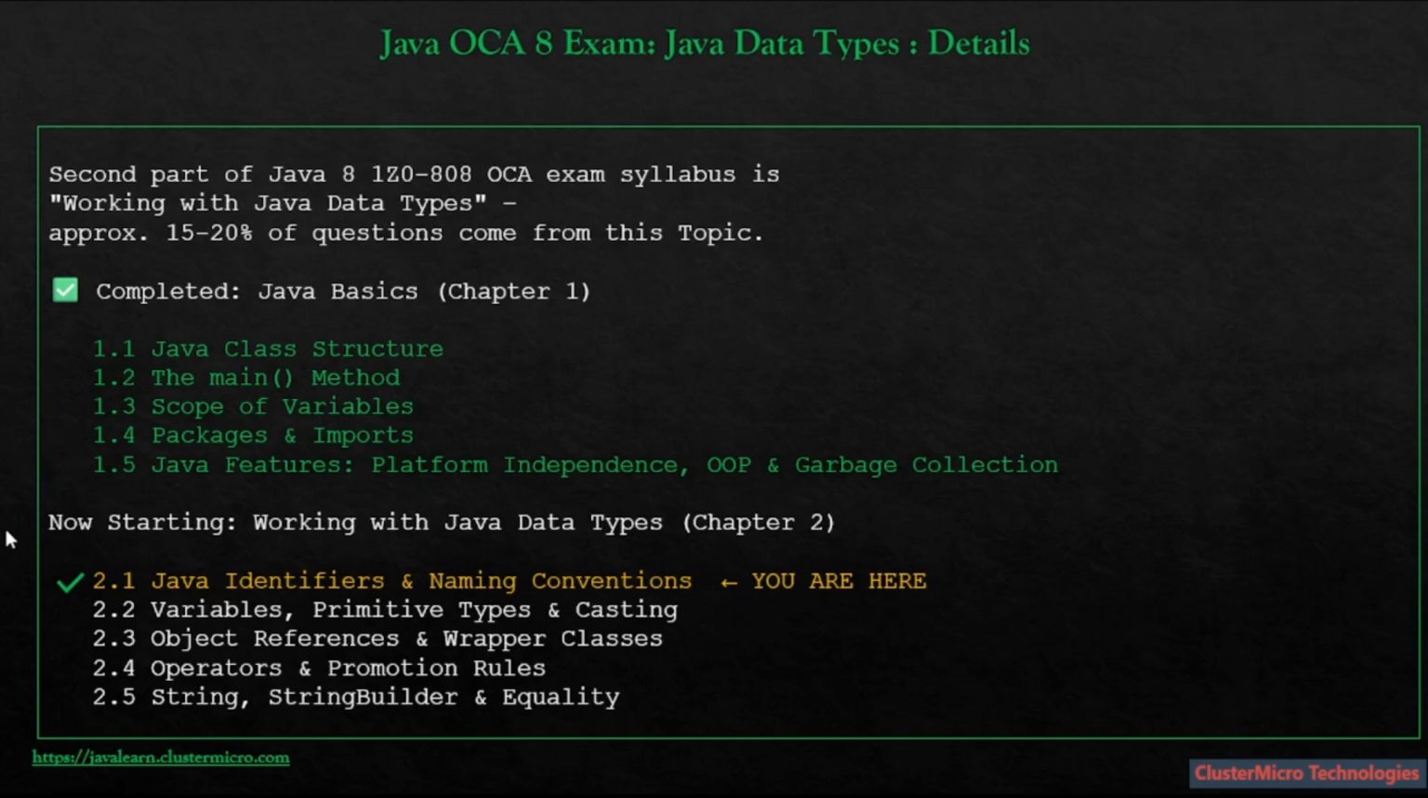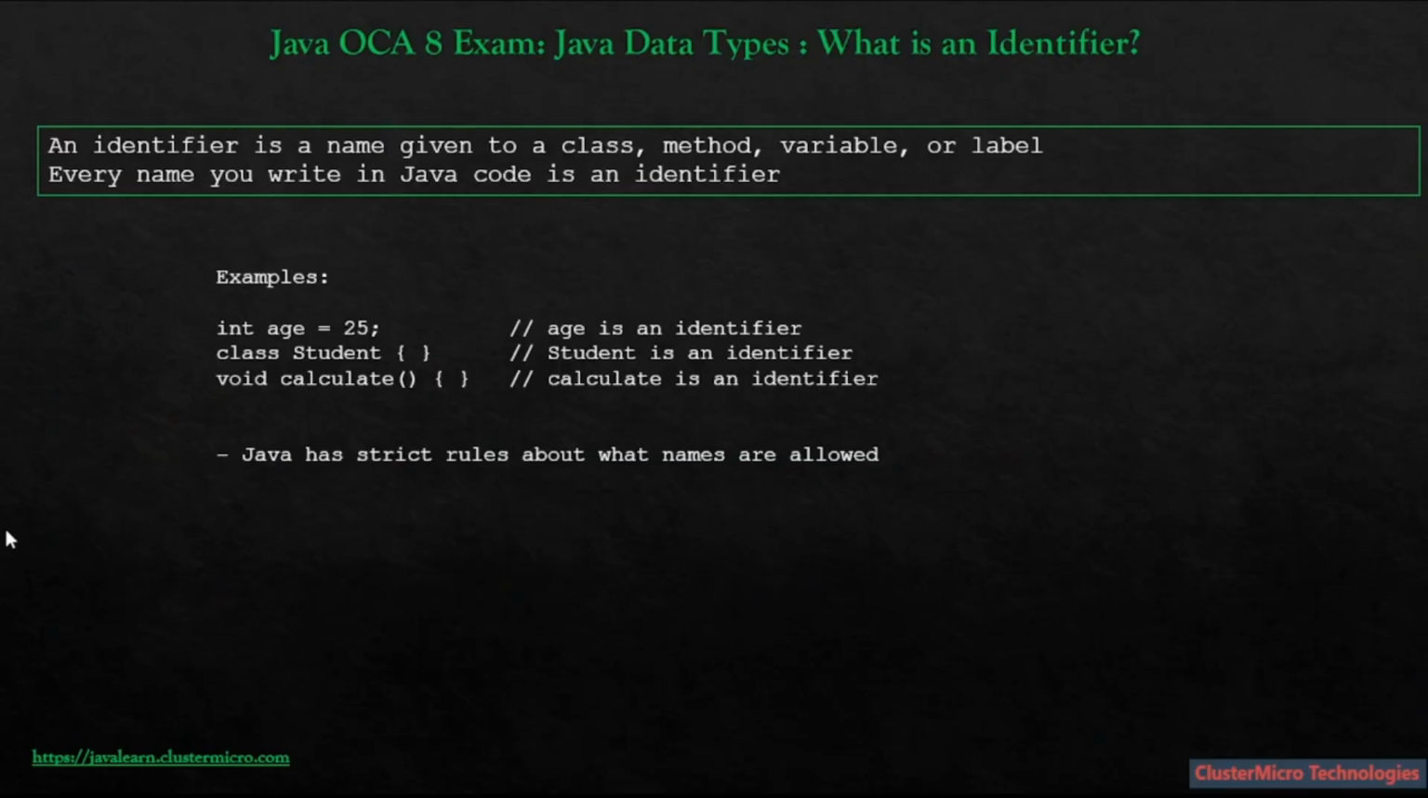So what is an identifier, right? Before we learn about variables and data types, we need to understand identifiers, because every variable, method and class that you create in Java needs a name. That name is called an identifier. So when you write int age = 25, the word age is an identifier. When you write class Student, the word Student is an identifier. When you write void calculate, the word calculate is an identifier.